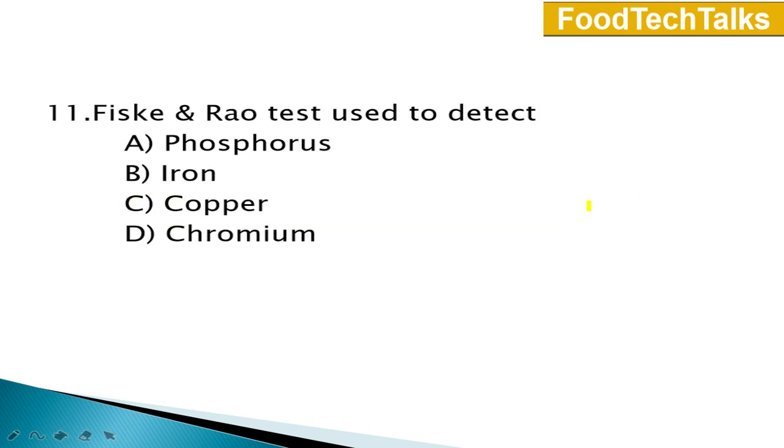11th question. Fiske and Subbarow method is used to detect. Options are A. Phosphorus, B. Iron, C. Copper, and D is chromium. Answer is option A. Phosphorus. Fiske and Subbarow method is used to determine presence of phosphorus.